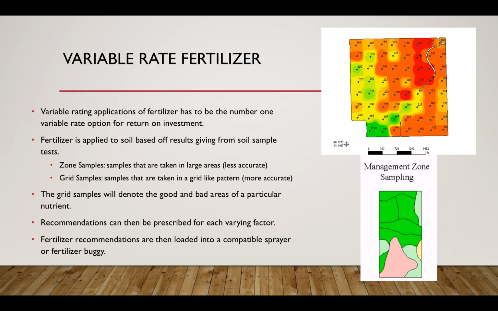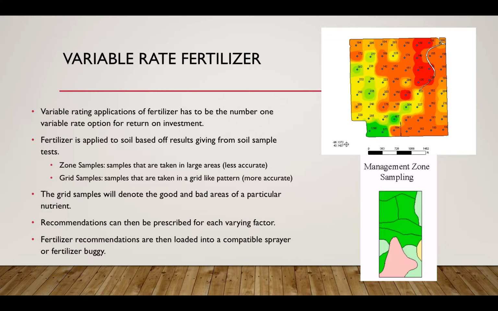So let's jump right in here to variable rate fertilizer. This is probably the number one option for return on investment. There's a lot of guys that'll just put out a blanket application of, let's just say, NPK. They might throw some anhydrous out there. It's going to be the same level throughout the field. And then same with some phosphorus and potassium. They're just going to throw it out there in the field, like, all right, I think that's what I've always done. It works good for me.